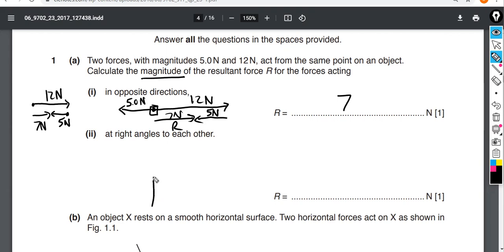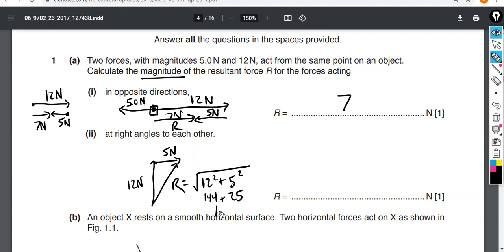At right angles to each other, that's a bit tougher to calculate, but not too bad. 12 Newtons this way, 5 Newtons at right angle to it. And so we just need to calculate the resultant like this. This is going to be the square root of the sum of these squared. Using Pythagoras' theorem, 12 squared plus 5 squared equals R squared. So R will equal the square root of the sum of those squares. 144 plus 25 is 169. And the square root of 169 is 13. You've got a 13 Newton result there.